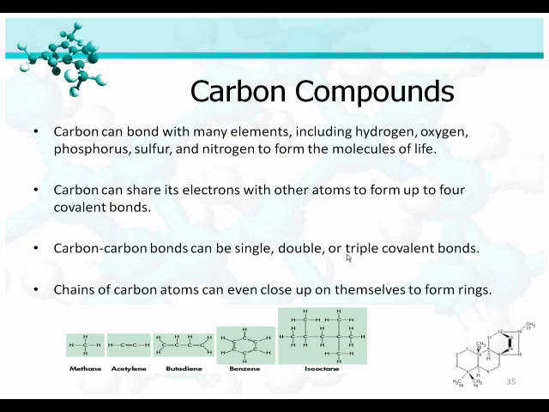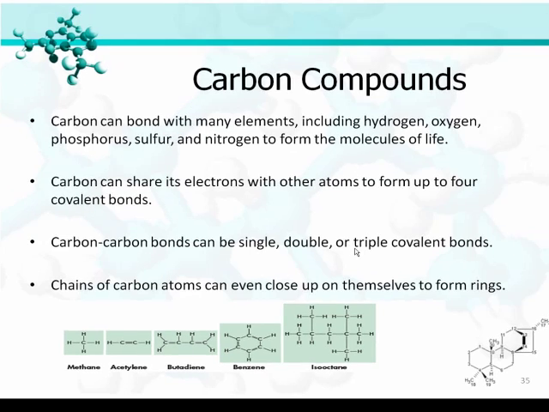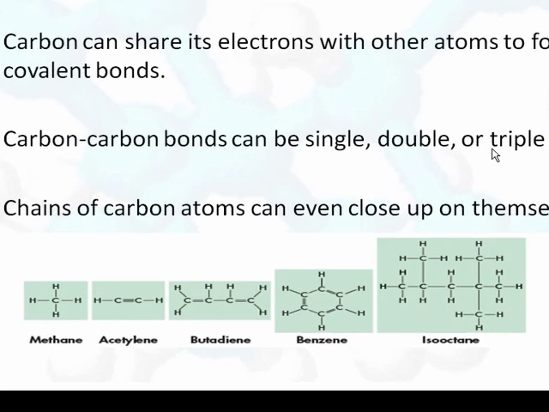Carbon compounds. Carbon can bond with many elements, including hydrogen, oxygen, phosphorus, sulfur, and nitrogen to form the molecules of life. Carbon can share its electrons with other atoms to form up to 4 covalent bonds. Carbon-carbon bonds can be single, double, or triple covalent bonds. Chains of carbon atoms can even close up on themselves to form rings, and you see examples of these down at the bottom of the slide. These are organic compounds, or compounds that contain carbon.